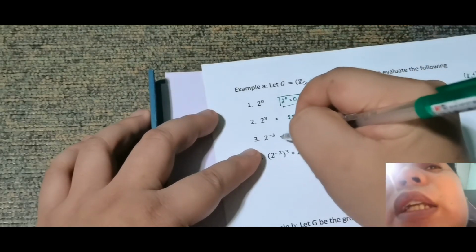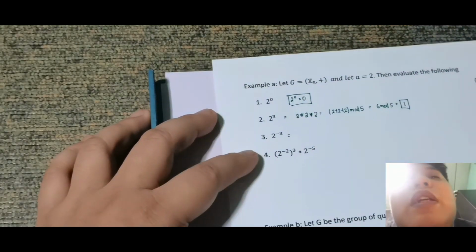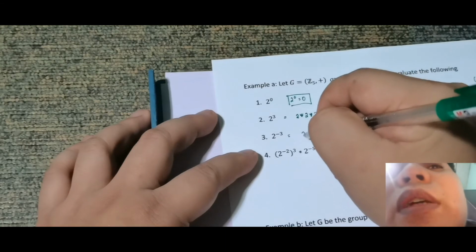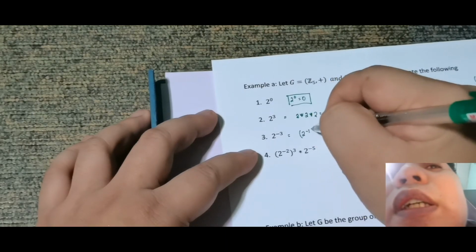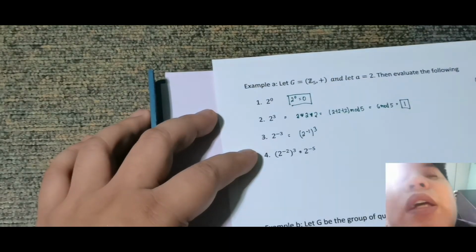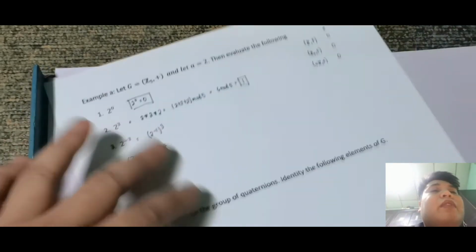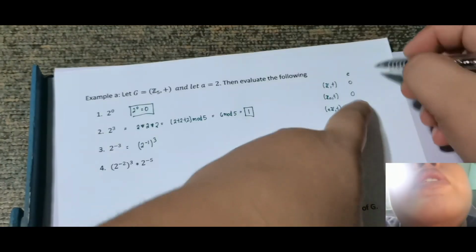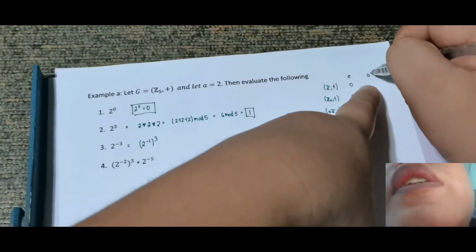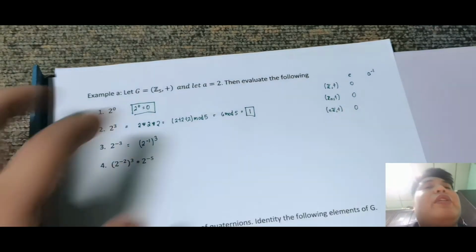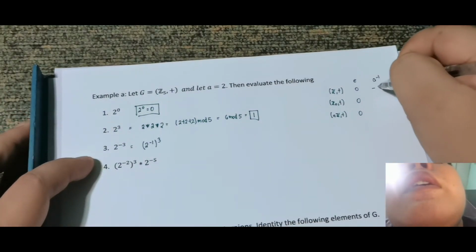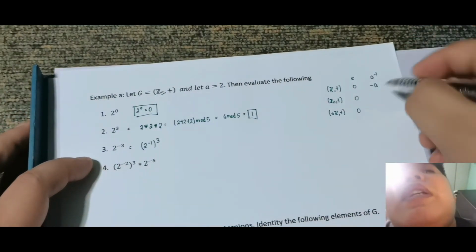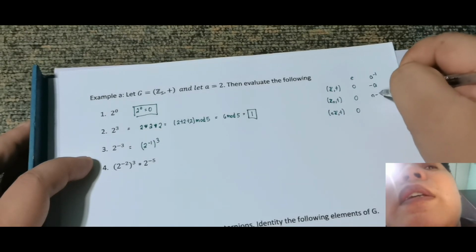Next, ito na yung sinabi ni Sir kanina. If you have 2 raised to negative 3, pwede mong gawin ganito: 2 raised to negative 1, raised to 3. So now, hanapin natin yung inverse nya. Ano ba inverse sa C sub N? Note, ang inverse sa C sub N is N minus A. Again, ang inverse sa integers is negative A. Ang inverse naman dito is N minus A.